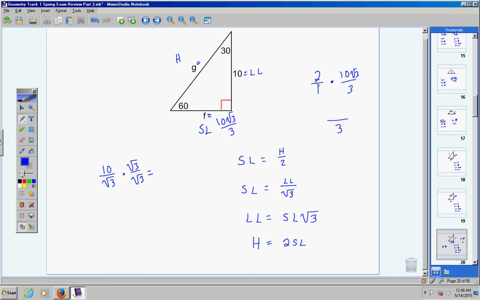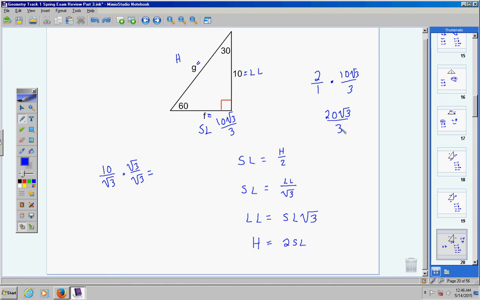2 is an outside number, not an inside number. 10 is an outside number. 3 is an inside number. You multiply outside number times outside number, and you get 20 square root of 3 all over 3. Please do not reduce your fraction like this. 3 is an inside number up here.